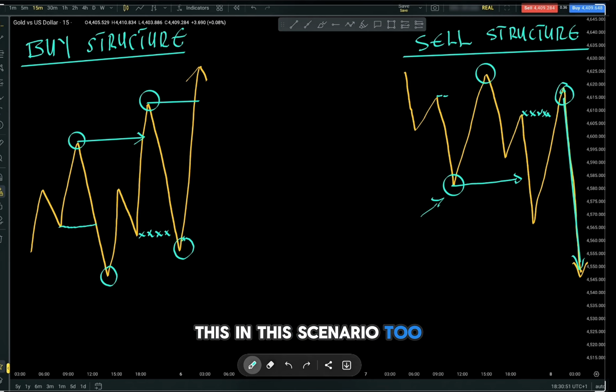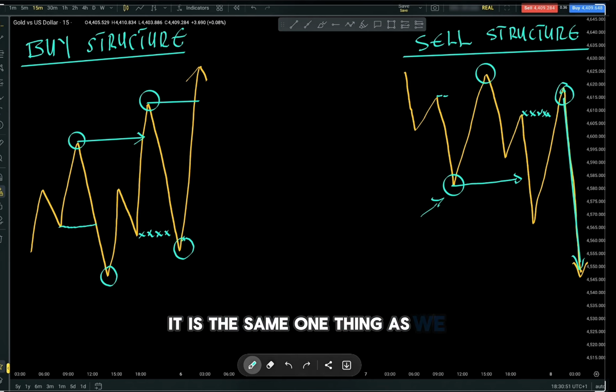In this scenario too, it is the same. One thing as we get into this is the structure is independent in terms of time frame.